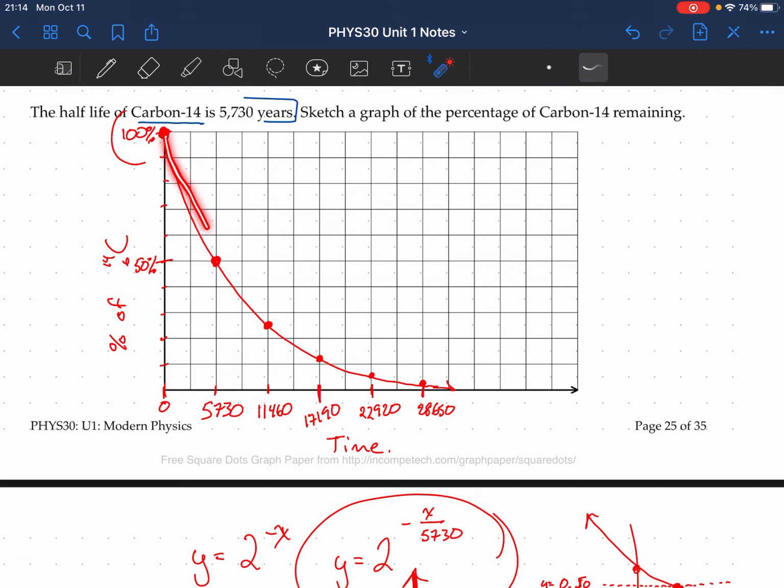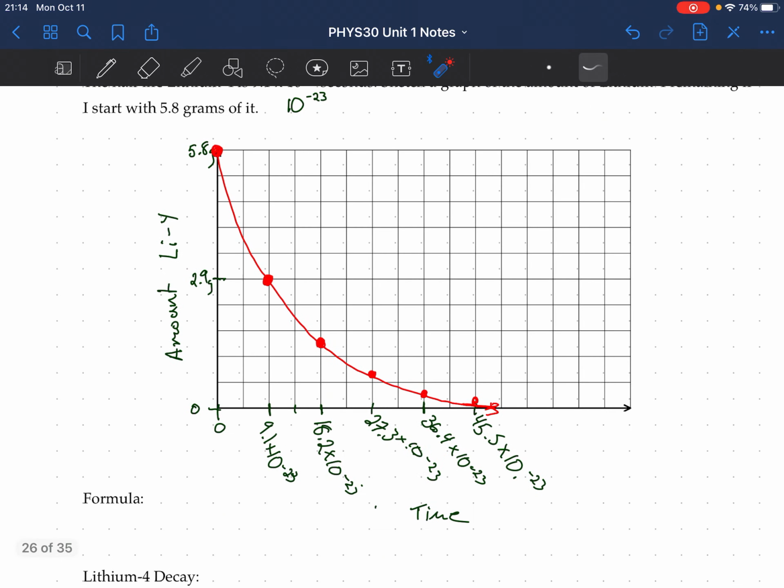Now, if you look at this graph, it's essentially the same as this graph here. It has the exact same shape. All we did was scale our vertical axis and our horizontal axis differently. See, instead of 100%, we have 5.8, and we have that for our half-life.